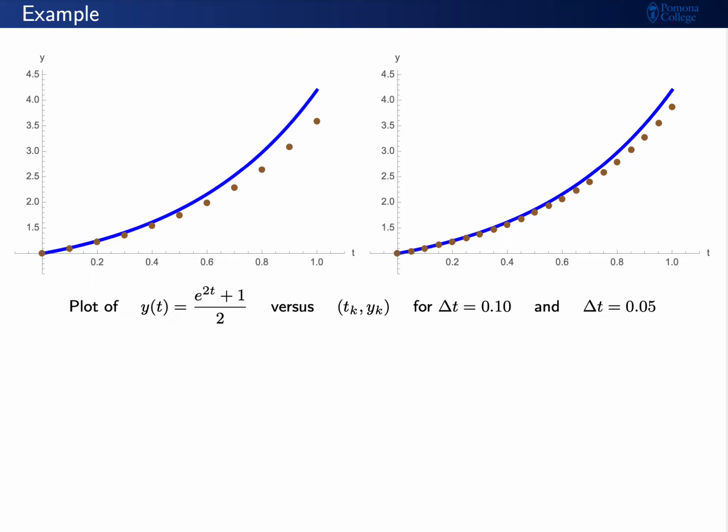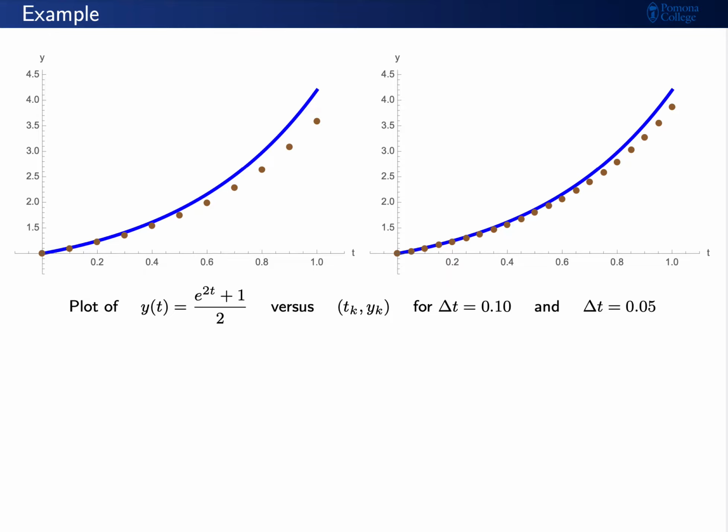On the left, here's an example of Euler's method for the step size h equals 0.10. The blue line is a plot of the actual solution, whereas the gold dots are just the points that we found on the previous slide using Euler's method.